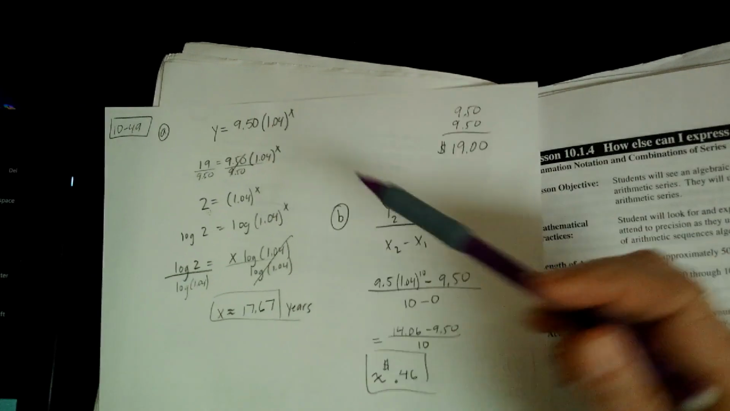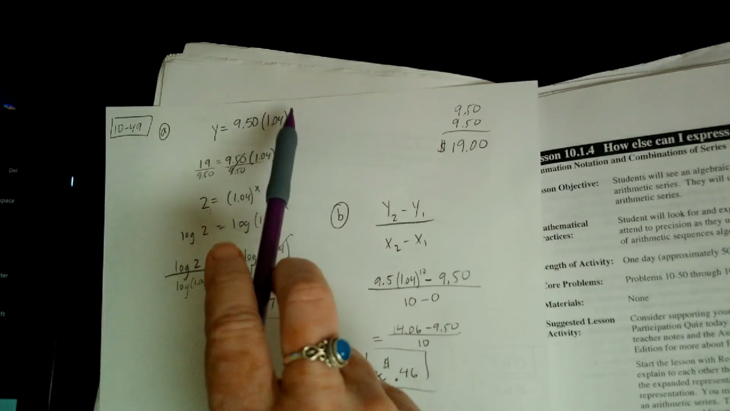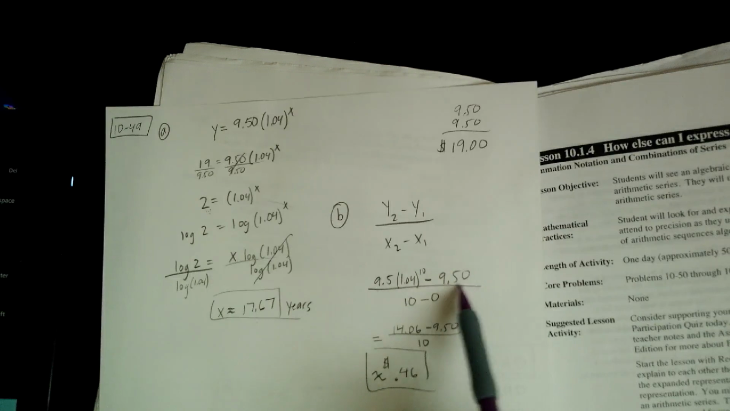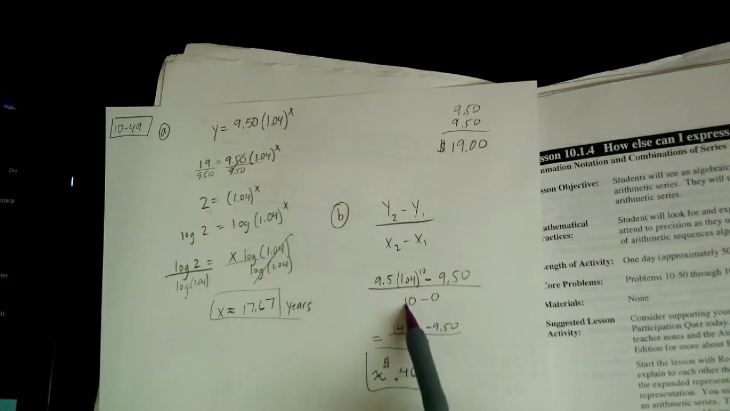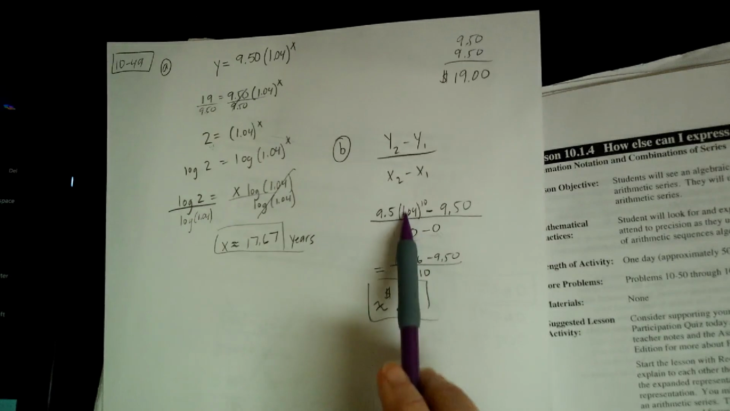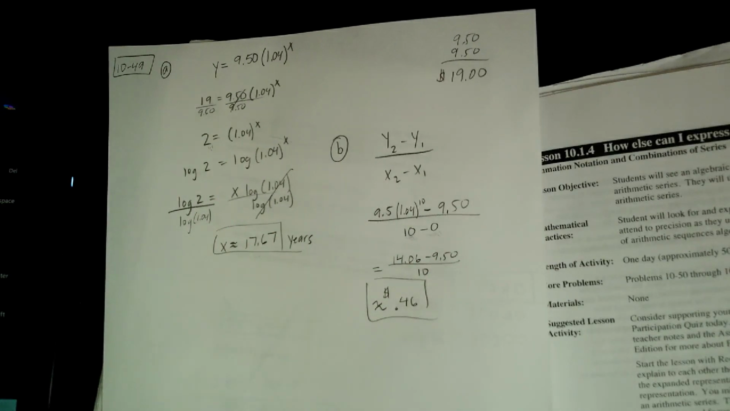So y2 is going to be, I've already got this equation, and I'm just going to use 10 because it's the 10 years. So there's my little equation with the 10 plugged in for x. And then y1 is going to be the starting value, which was 950. And then x2, that's going to be the time, which is 10 years, and x1 was the starting number, which was 0.